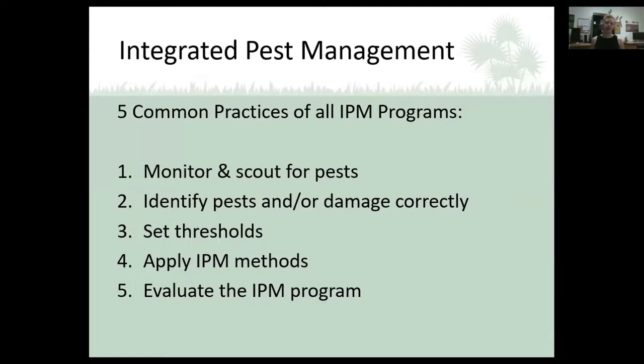So the 5 common practices of all integrated pest management programs are: first, to monitor and scout for pests, to identify pests and or damage correctly, to set thresholds, to apply integrated pest management methods, and to evaluate the integrated pest management program.